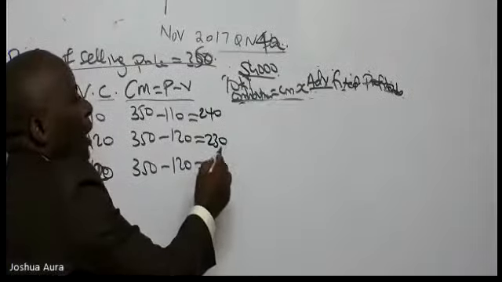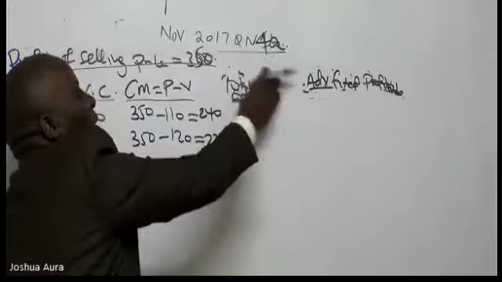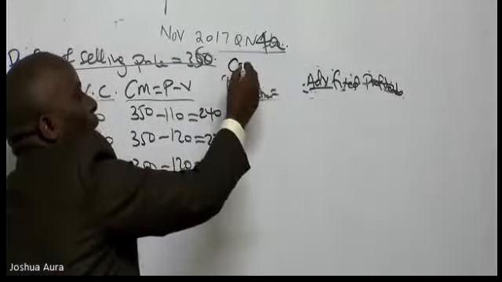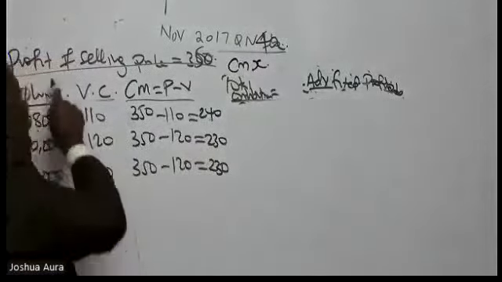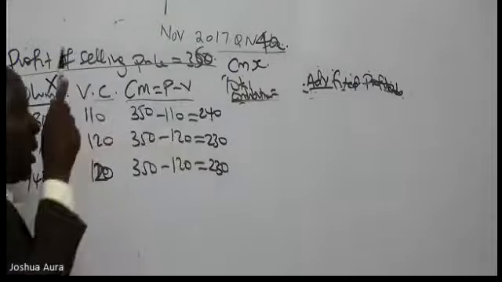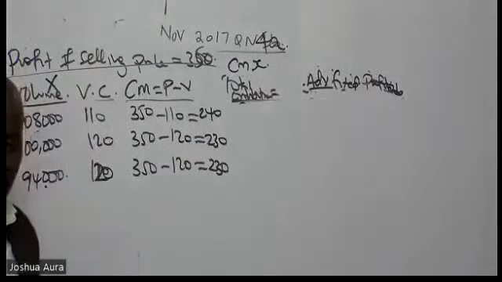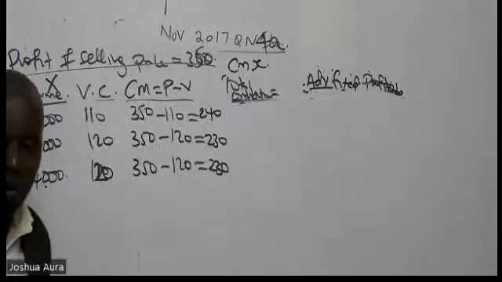So having gotten that, now we can easily get the total contribution in shillings thousands. Remember, for us to get total contribution, we take contribution per unit times number of units. So we have the number of units here and we have the CM here. So we take this and this, divided by 1,000 because our figures are in terms of thousands. So the first one is 9124.